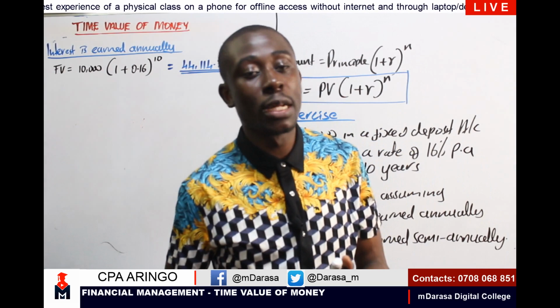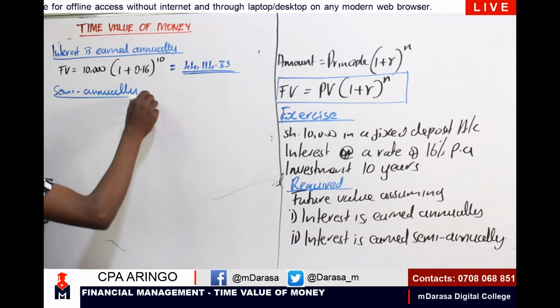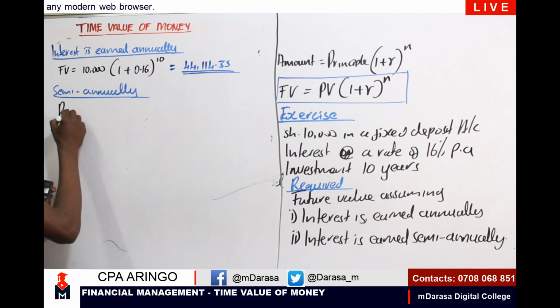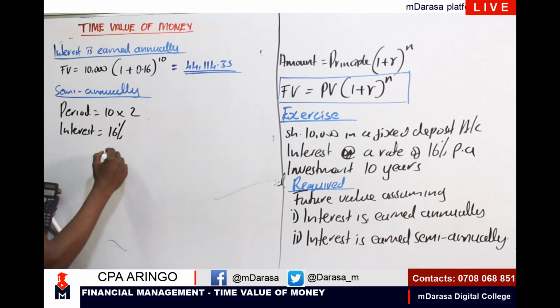Then, another item that we should understand, we are also asked what? Semi-annually. If this interest is earned semi-annually, what are we going to do? I should recall that all our periods will be twice compared to the original. So my period here, if I'm earning this interest twice, will be 10 by 2. Interest for the whole year was 16%, so semi-annually, if we divide by 2, that should give us 8%. All the other things will remain the same.